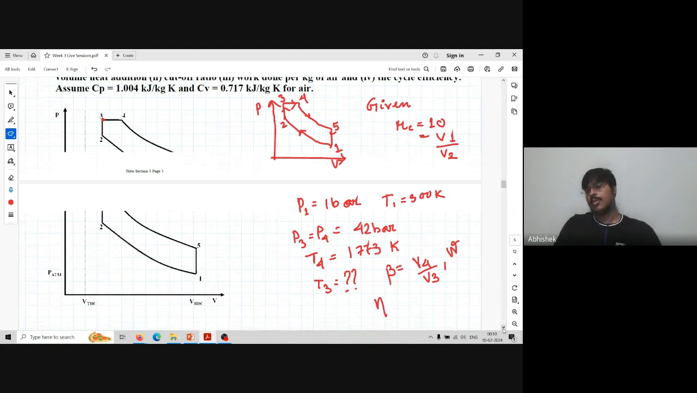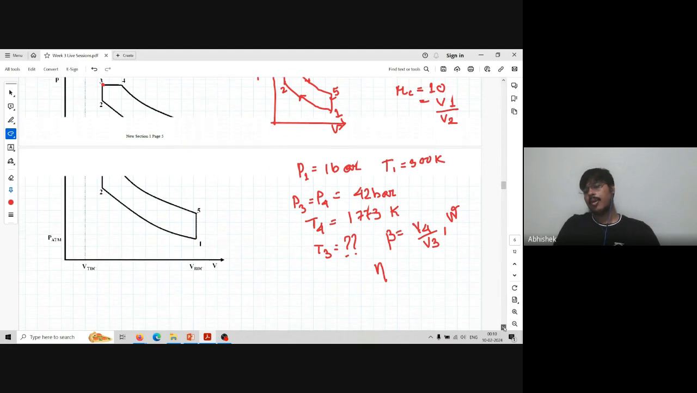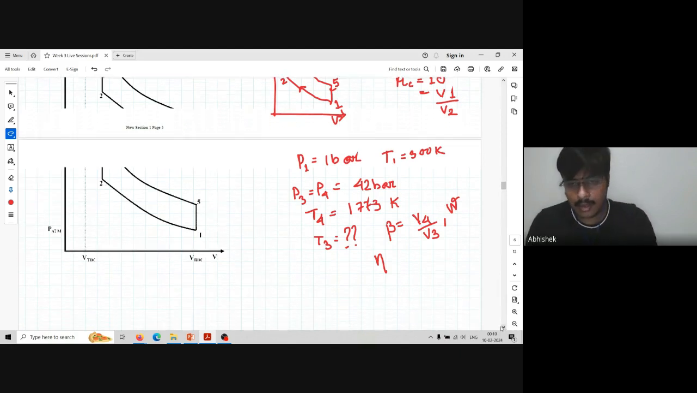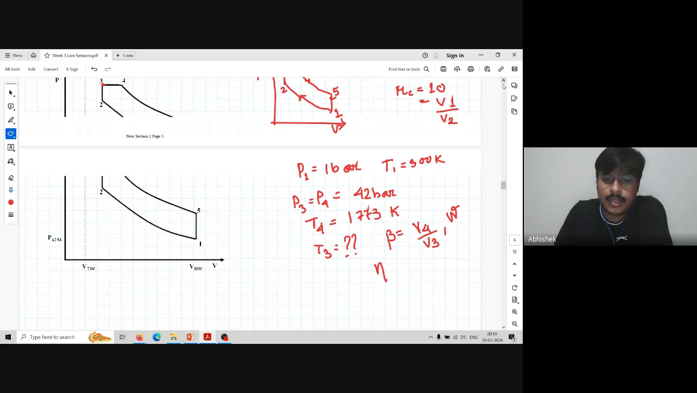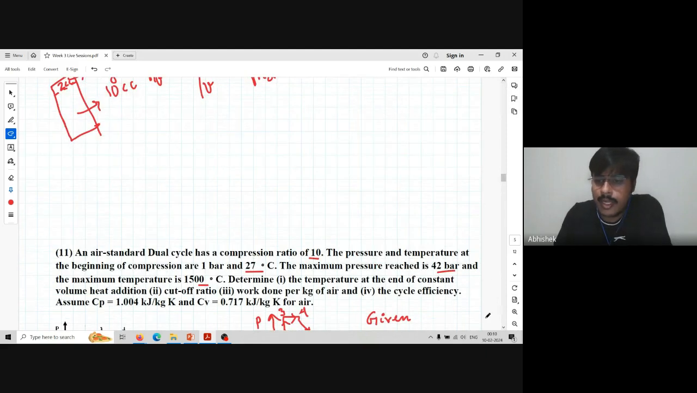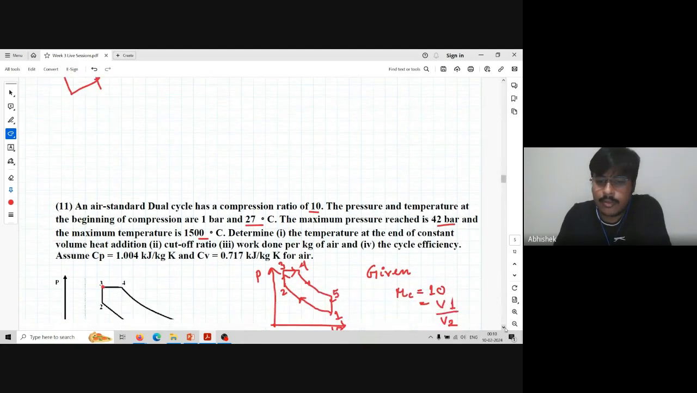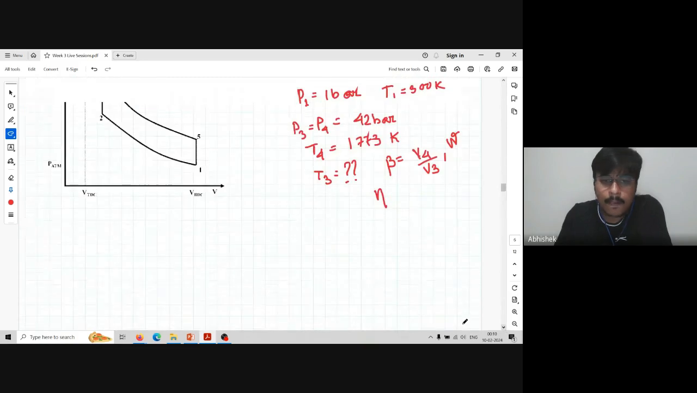So this is a dual cycle. See, for others we already have a formula directly; we can take the help of that formula. For the dual cycle, I suggest not to remember any formula. Just try solving for the temperature at each portion. So we already have T1. Can we calculate T2?